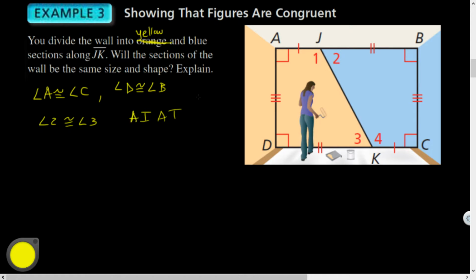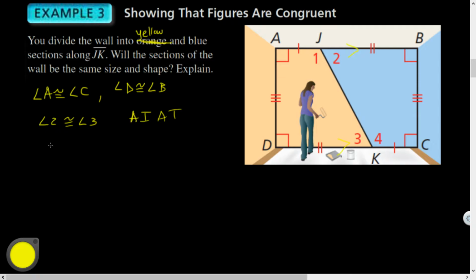Excellent. Alternate interior angles theorem. Wait a minute, did I know that these lines were parallel? Oh, because of 90 degrees. The line perpendicular to a transversal theorem. If these are both perpendicular to the same line, then they are parallel to each other. That makes sense. That's just good sense right there.